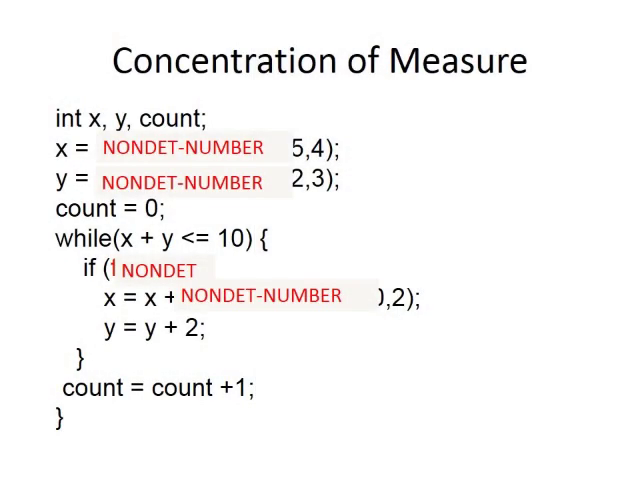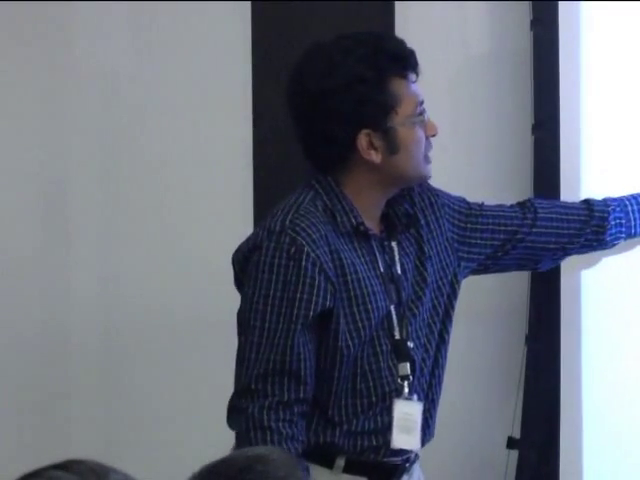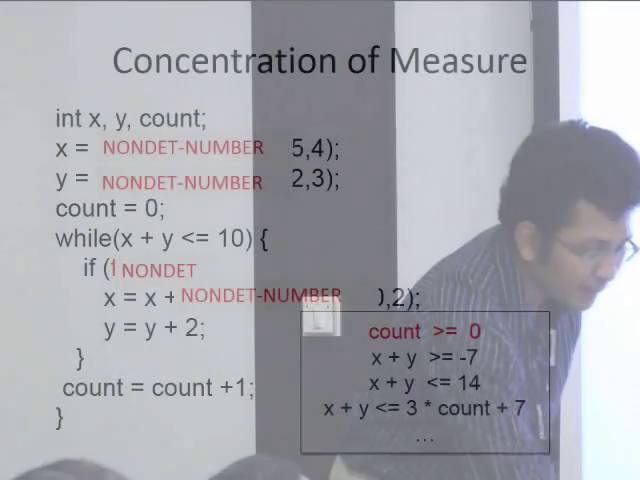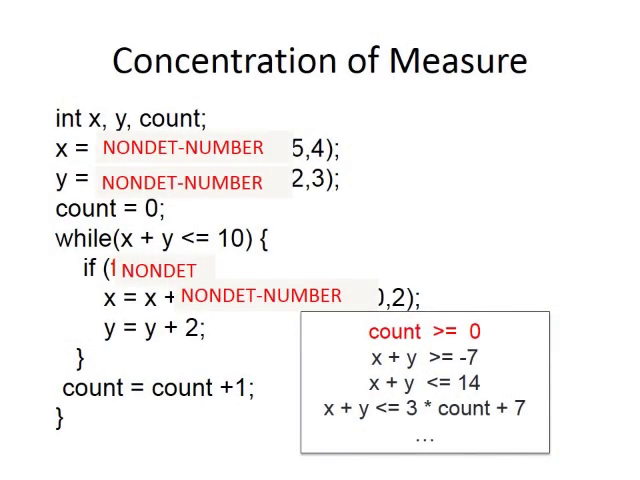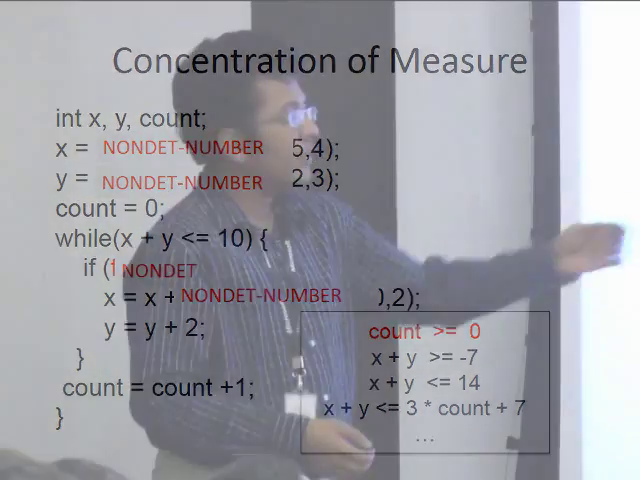So what is concentration of measure? Take a random program like this, which is purely stochastic, no non-determinism, and let's replace it everywhere randomness occurs with a non-deterministic choice. So this becomes a non-deterministic Boolean, this becomes a non-deterministic number, and we'll preserve the ranges as they are. What is the difference between the original program with randomness and the program with non-determinism? If you send this program to your favorite abstract interpretation tool, you get invariants like count greater than or equal to 0, x plus y greater than or equal to minus 7, and so on.